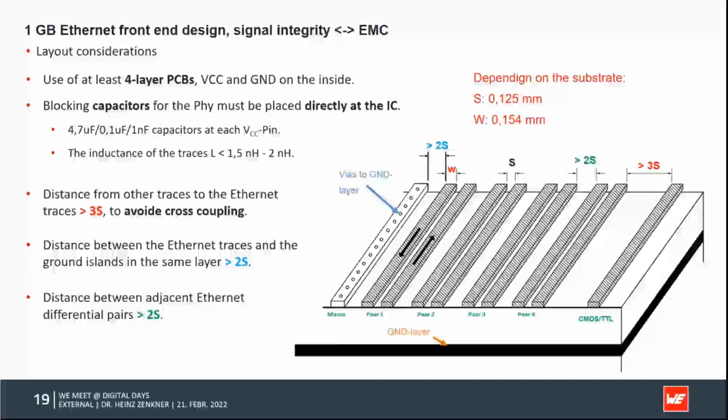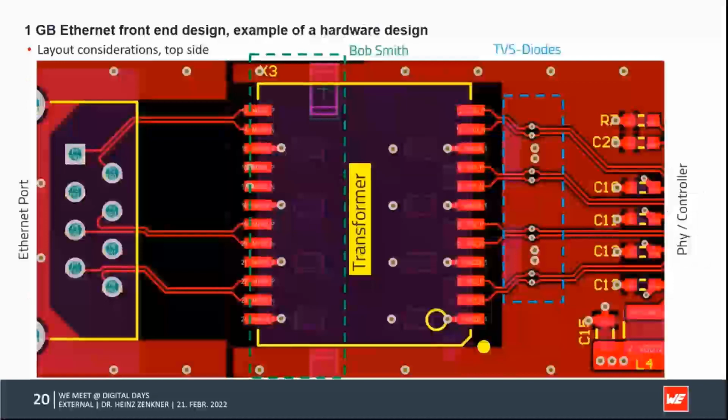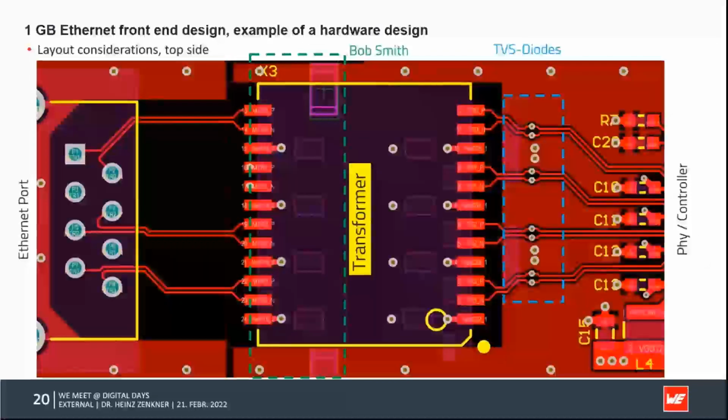You see here the transformer. There we have the TVS diodes, very, very close here to the PHY. Here the PHY starts already, connected directly to the ground, to the digital ground. You remember the ground where the controller has the reference to the transformer itself here, and directly here with the symmetric pairs to the receptacle, to the Ethernet port.